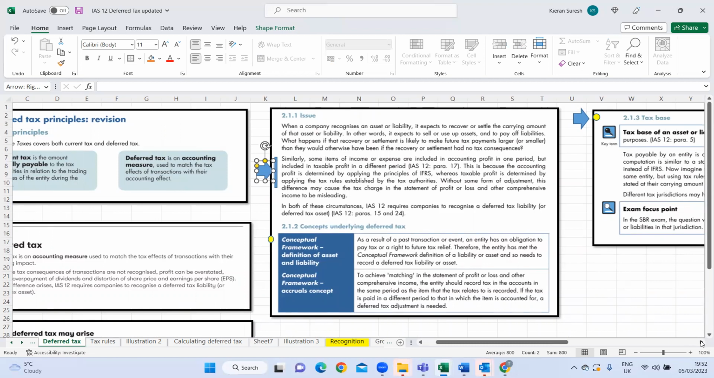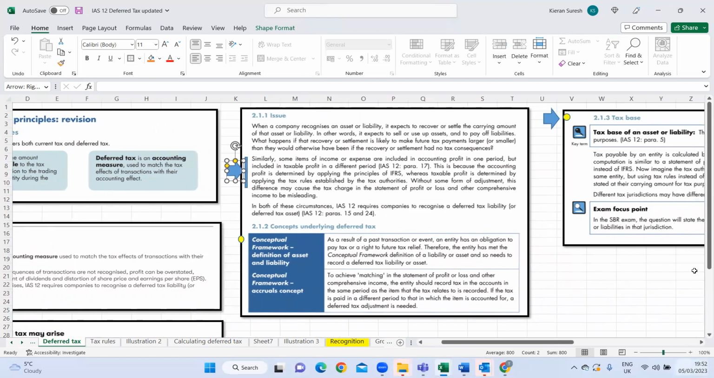So it would create some temporary differences that need to be recognized. And then, just to link the conceptual framework to deferred tax: in the conceptual framework, an asset and liability means that due to a past event, we have a present obligation. That is the definition of a liability.